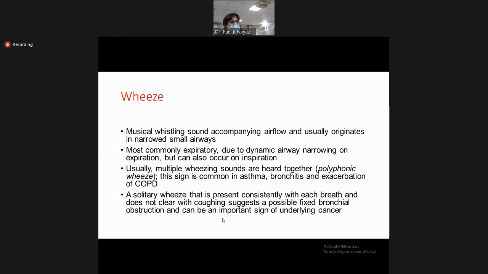Usually, multiple wheezing sounds are heard together. We call it polyphonic wheeze. This sign is common in asthma, bronchitis, and exacerbation of COPD. If you hear a solitary wheeze that is present consistently with each breath and does not clear with coughing, it suggests a possible fixed bronchial obstruction. And this can be an important sign of underlying cancer. Maybe.